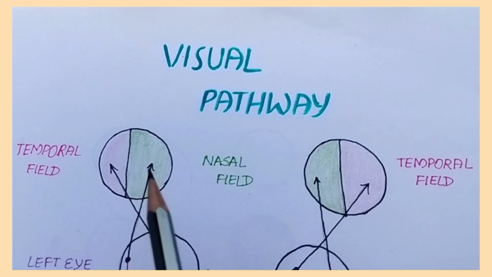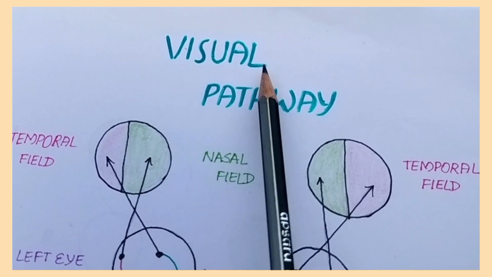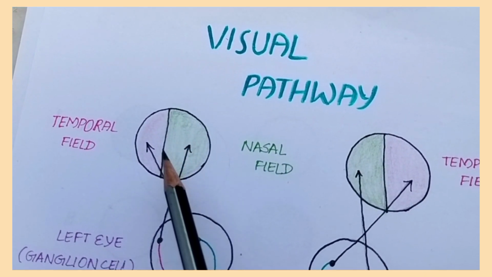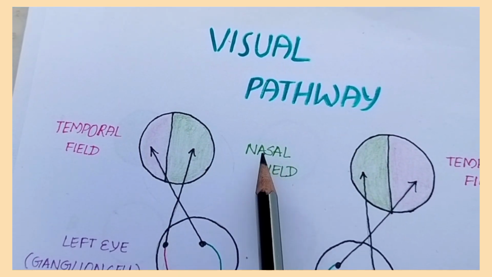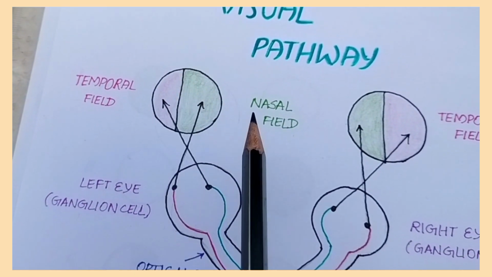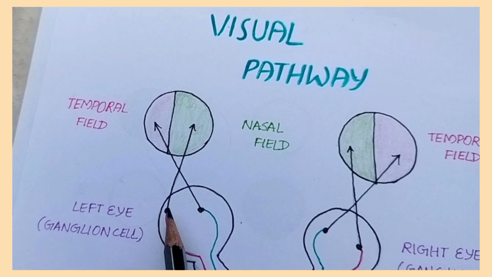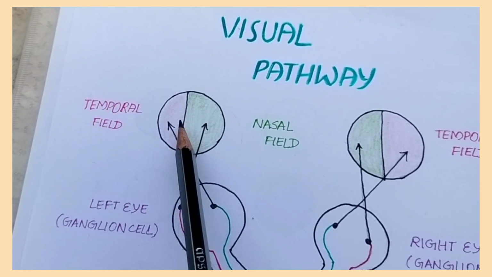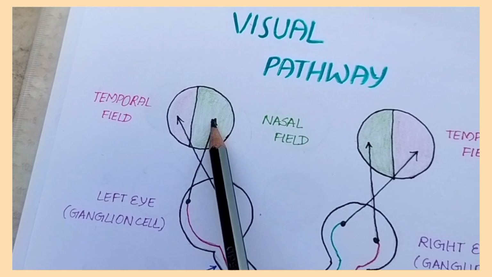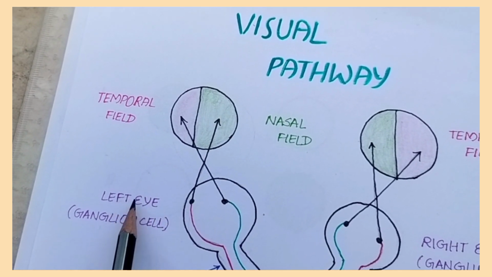Hello everyone. Now we can go to discuss about the visual pathway. We know that visual cortex is located in the occipital lobe, and there are two fields in that: temporal field and nasal field. Here the important point to note is nasal fibers are going to reach the temporal field, and temporal fibers are going to reach the nasal field. Okay, and in left there is eye.